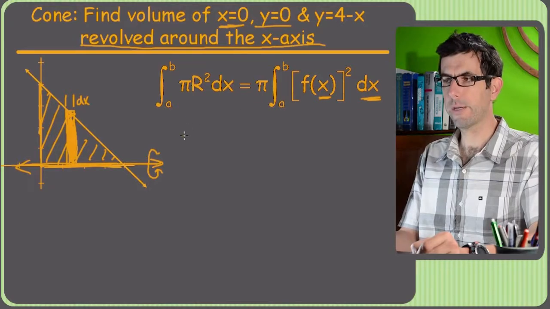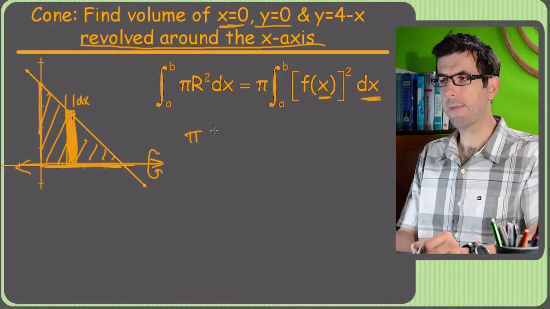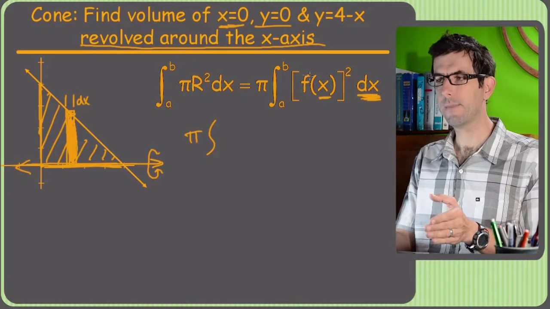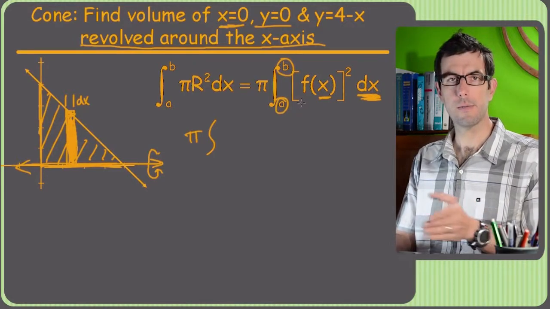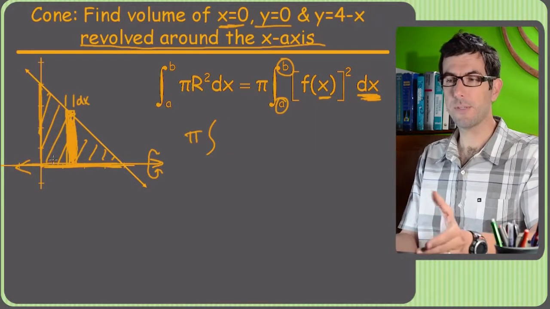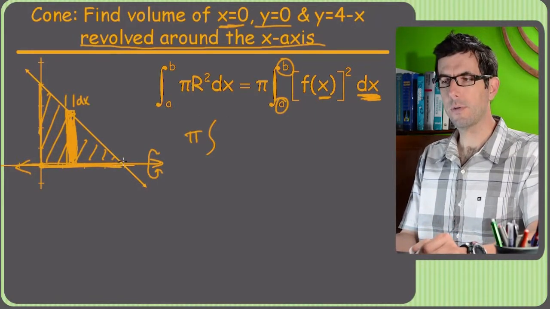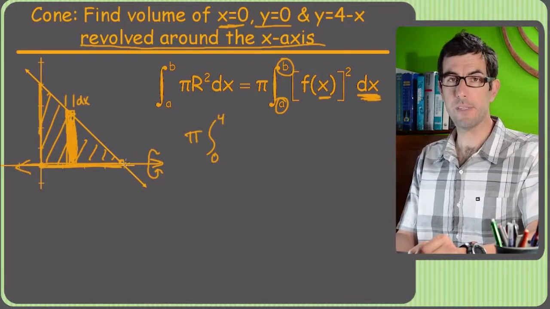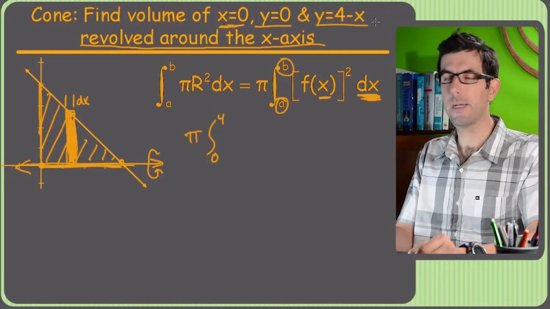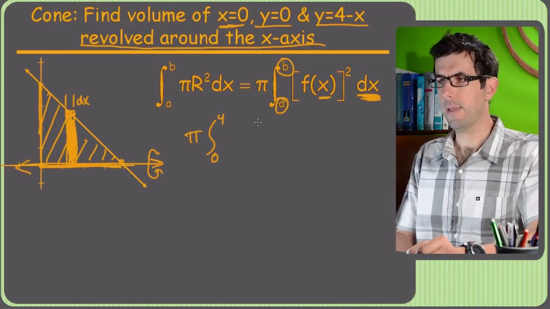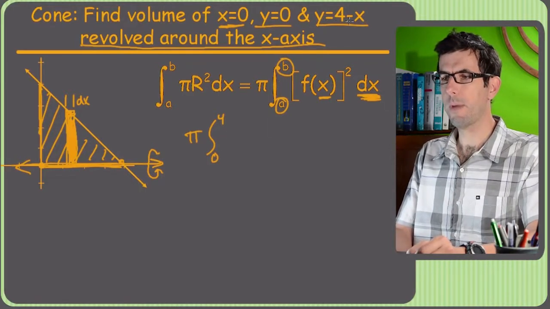Alright, so let's just start plugging and chugging. So first I got my pi. What are my limits of integration? My limits of integration are just the range of x coordinates. Since I'm doing dx, these limits refer to the x direction. So what is the range of x values that this problem covers? We're going from 0 to 4. You can get that 4 from the graph in this case, or we could have just taken this thing up here and set it equal to 0 to find the x-intercept. So 0 to 4, and then I got f of x, which is just 4 minus x.